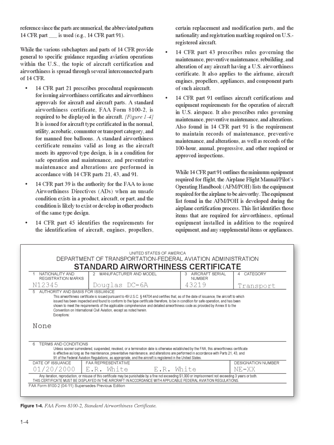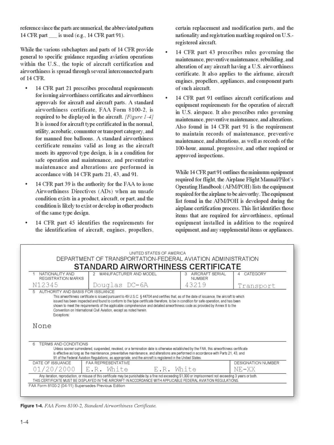14 CFR Part 45 identifies the requirements for the identification of aircraft, engines, propellers, certain replacement and modification parts, and the nationality and registration marking required on U.S.-registered aircraft. 14 CFR Part 43 prescribes rules governing the maintenance, preventive maintenance, rebuilding, and alteration of any aircraft having a U.S. airworthiness certificate. It also applies to the airframe, aircraft engines, propellers, appliances, and component parts of such aircraft.